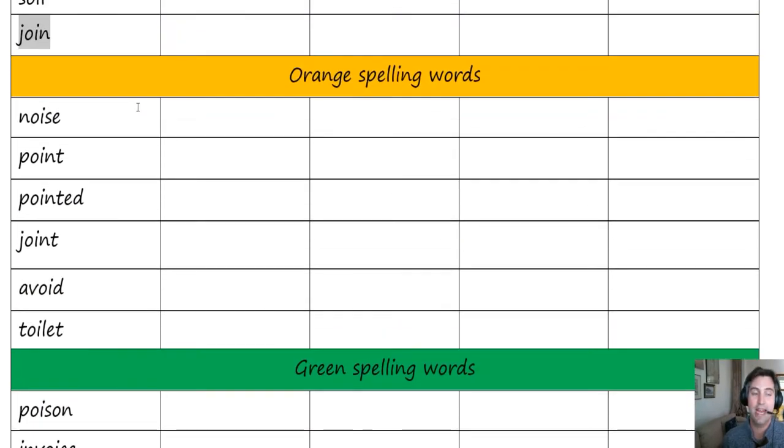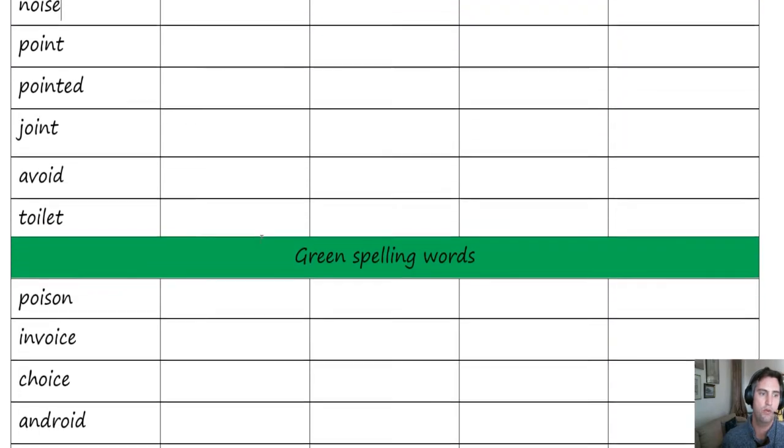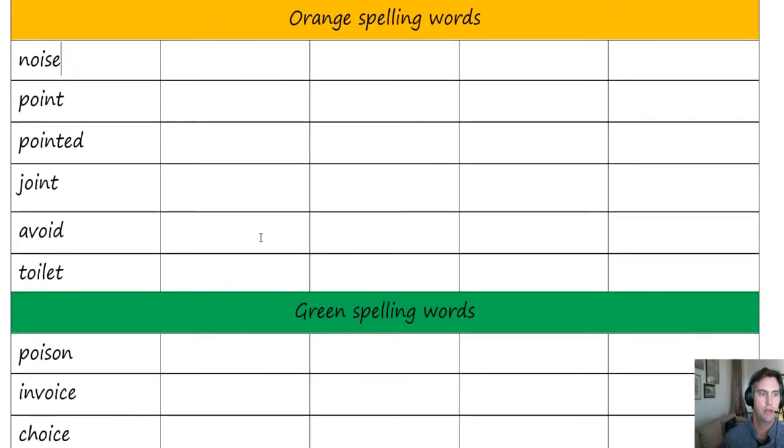All right, we're just going to do the say and the meaning for these words here, the orange and the green. We have noise. Say the word noise. Noise is a sound that is made for something or some reason. For example, the children were talking and the teacher asked them to stop that noise. Next word is point. Say the word point.